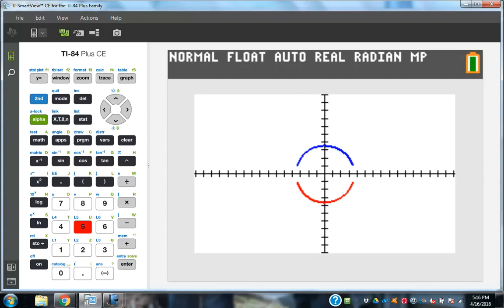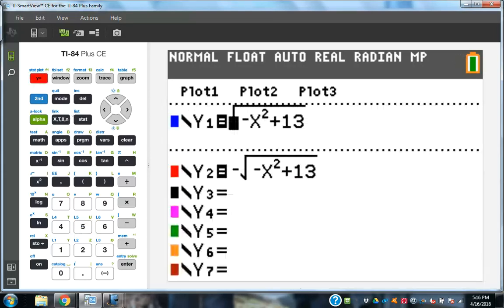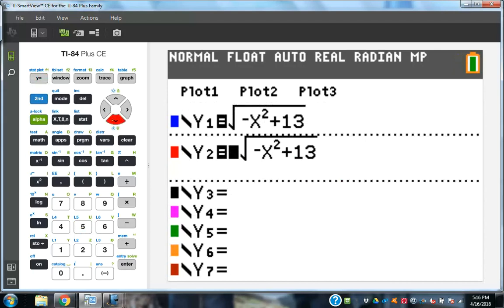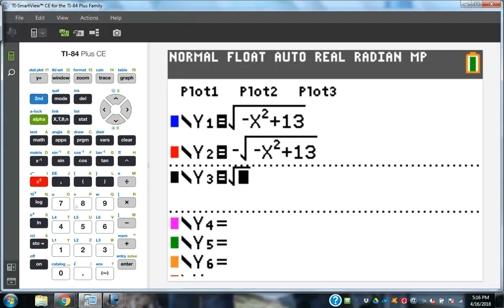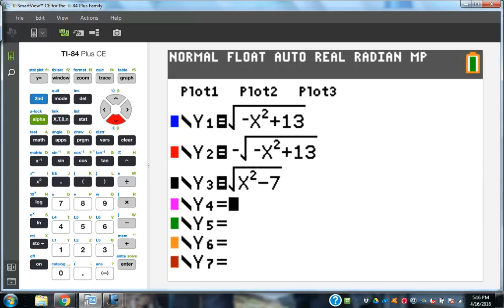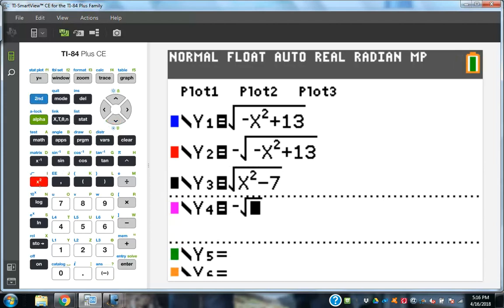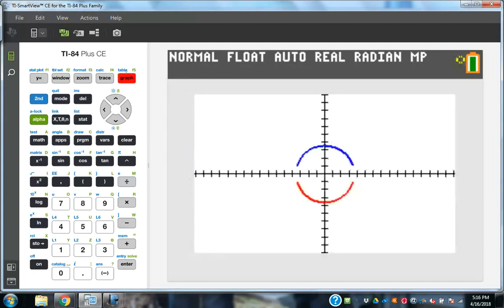Now let's go back to y equals and let's graph the other equations. So the positive square root of x squared minus 7, and then the negative square root of x squared minus 7. Here's the positive side. Here comes the negative side. How many intersections do I see? 4. So that means I've got 4 solutions to this nonlinear system.